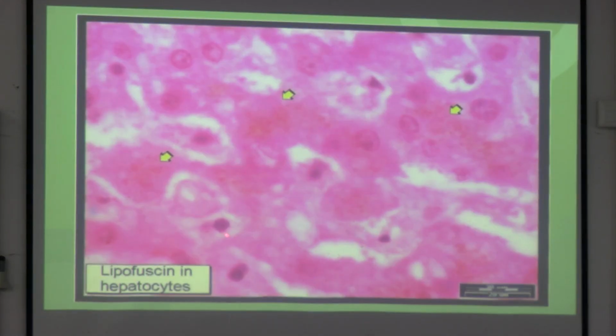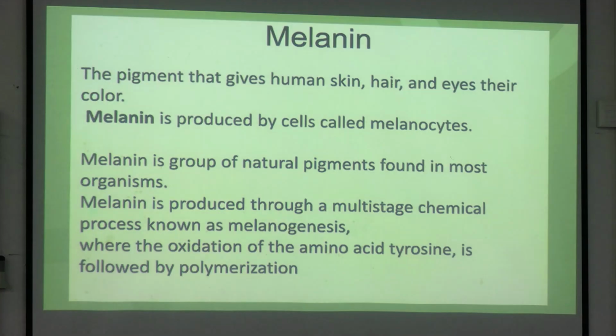So lipofuscin in hepatocyte, binucleated cell, the hepatocyte. This is the nucleus of the cell, and the pigment lies in the cytoplasm. This is the nucleus of the hepatocyte, but the pigment stays in the cytoplasm.